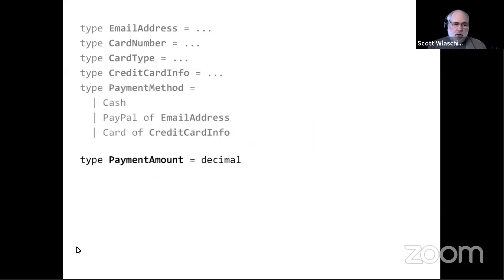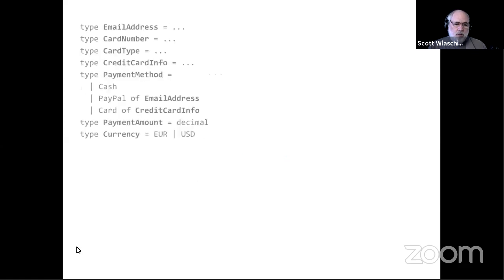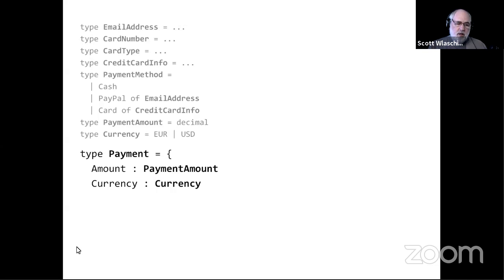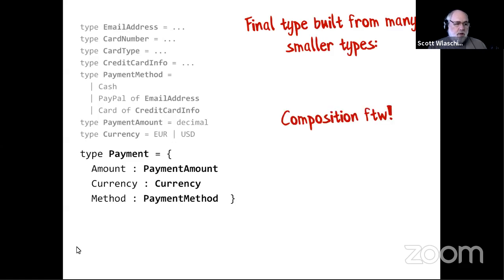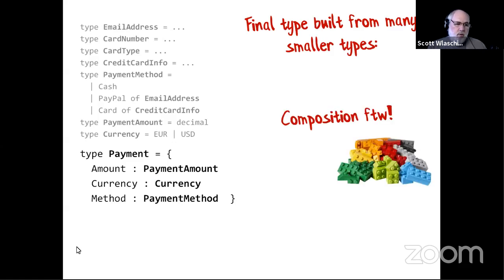We can keep going. Let's do another primitive. Let's say a payment amount is a decimal, and a currency is a choice between euros and dollars. Okay, and then finally, a complete payment is an amount and a currency and a method. And we can keep building, we can add and add and not. So we're building bigger things from smaller things. So our final one is an "and". Building bigger things from small things is composition. It's a Lego approach to designing things.